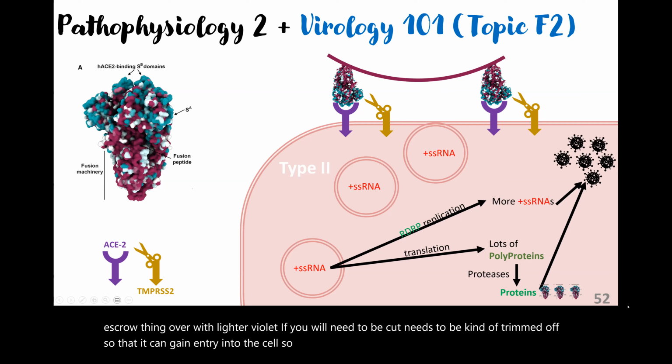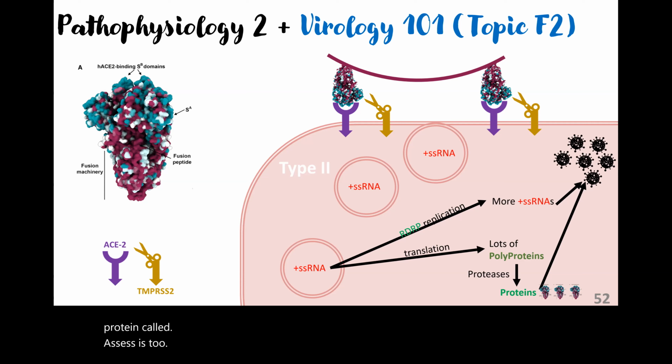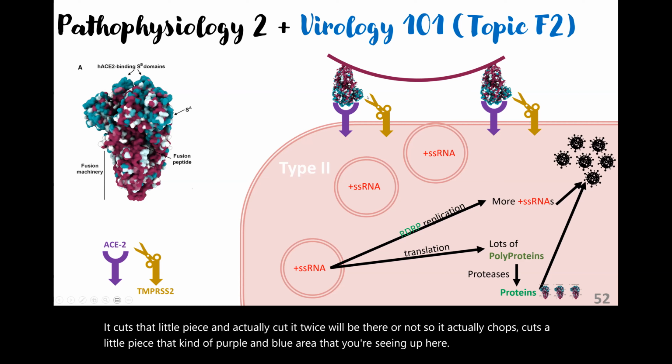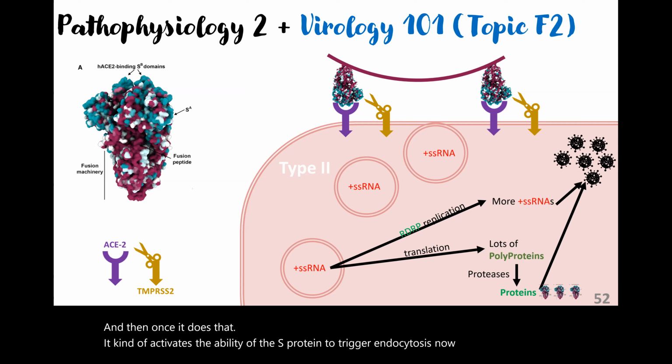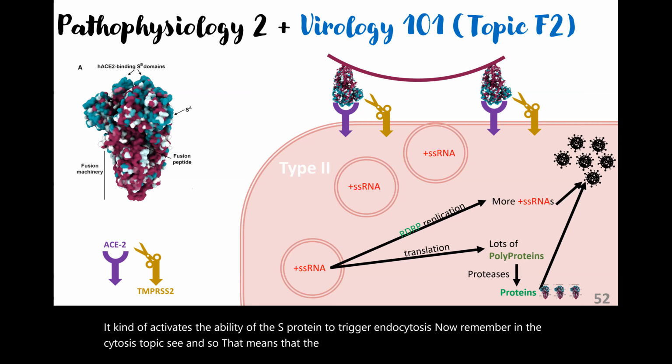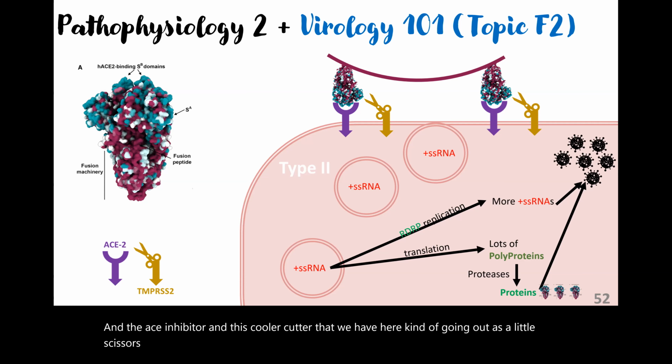So there are other proteins called proteases, and there's a protein called TMPRSS2, there's two S's, I think I mentioned a third one, sorry, that cuts that little piece. And it actually cuts it twice, believe it or not. So it cuts a little piece of that purple and blue area that you're seeing up here. And then once it does that, it activates the ability of the S protein to trigger endocytosis. Now remember endocytosis from topic C, and so that means that the cell will literally internalize whatever it sees at its surface. So the interaction between the S protein and the ACE inhibitor and this cool little cutter that we have drawn out as a little scissors is what triggers endocytosis.